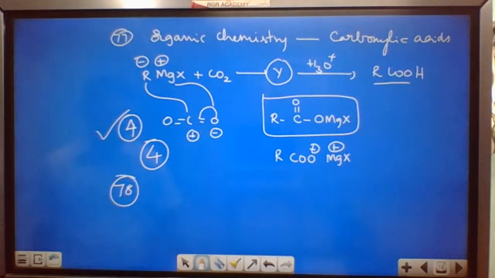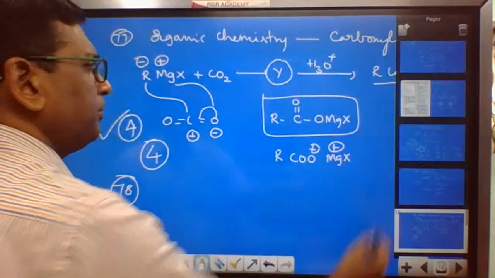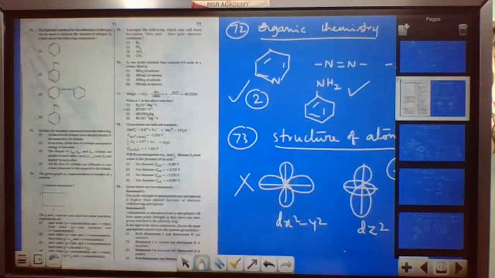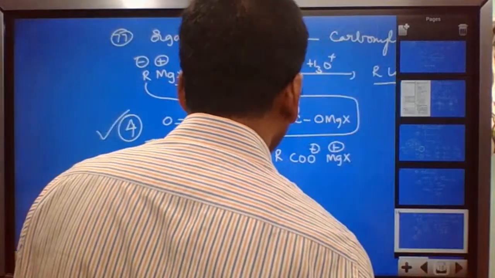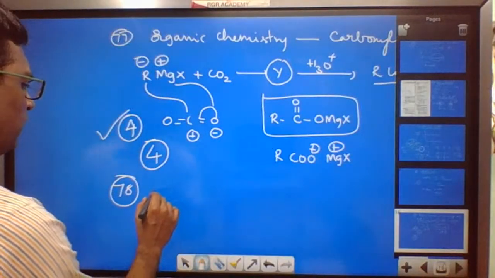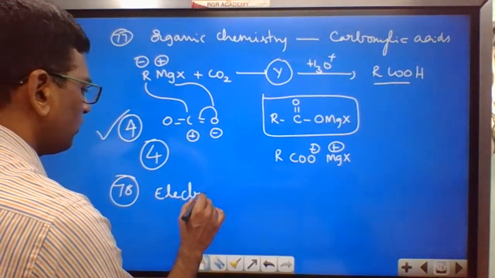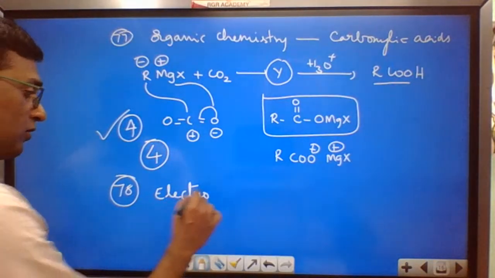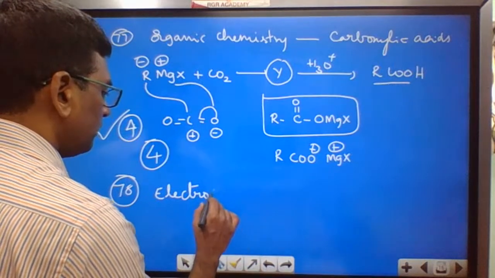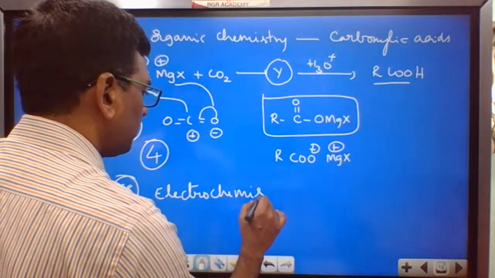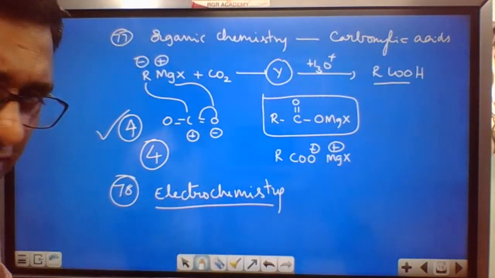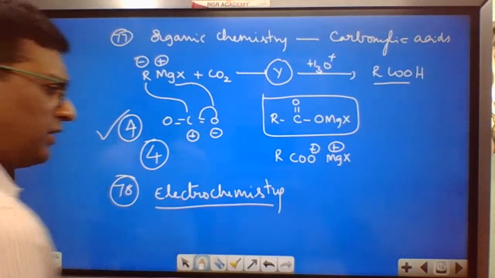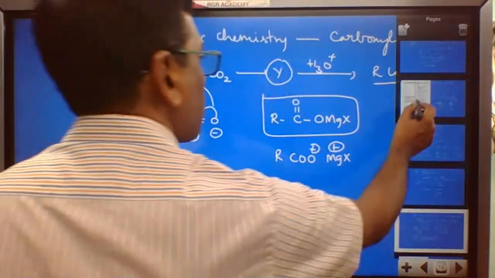78. It is a bit difficult for normal students, especially the students who are afraid of numericals. It's not a numerical actually. It is a logical thinking question. It is given from electrochemistry. Already we have seen one question from electrochemistry. Again they gave electrochemistry question. In the same section A they gave electrochemistry question, and again they gave electrochemistry question. You see that it's quite an interesting question.